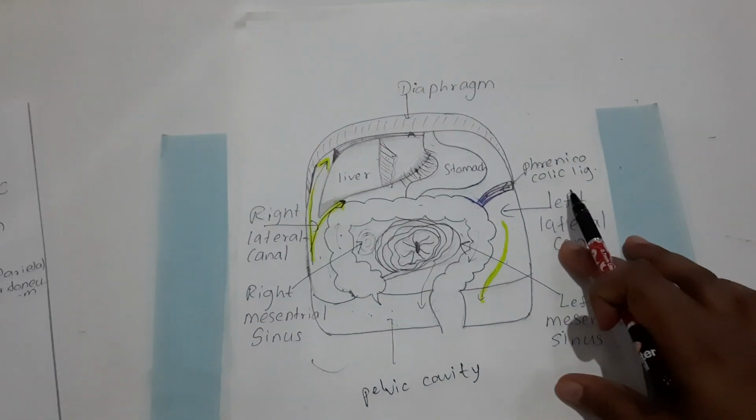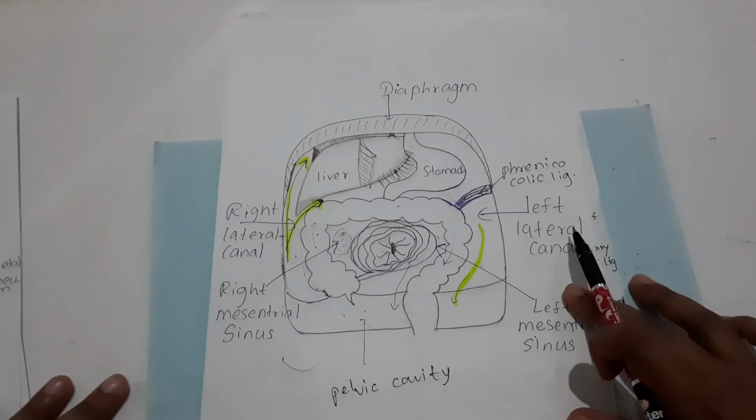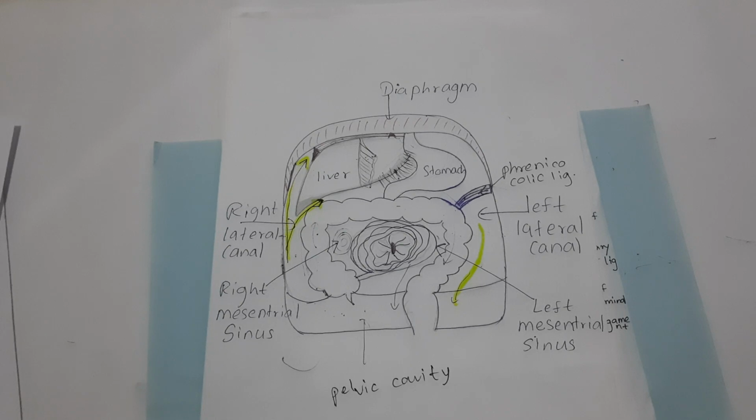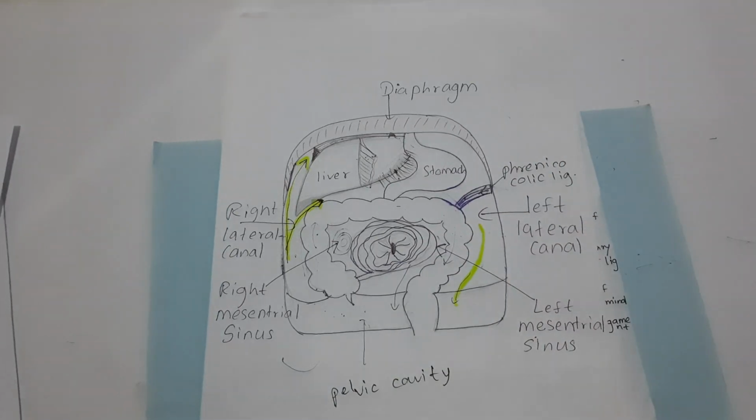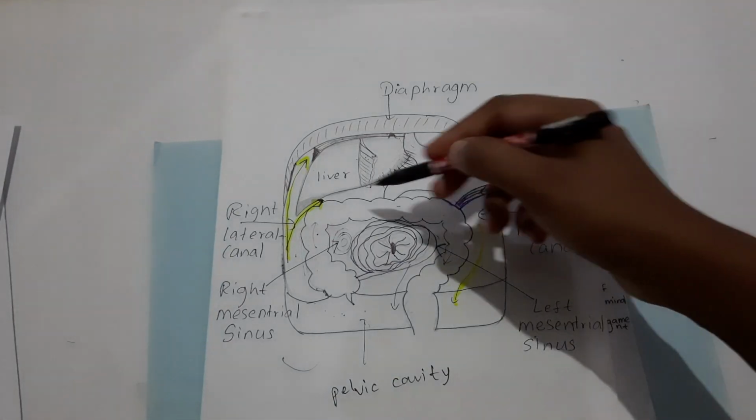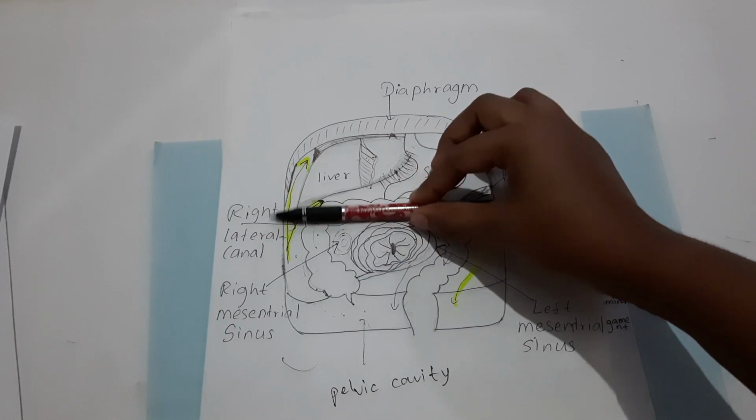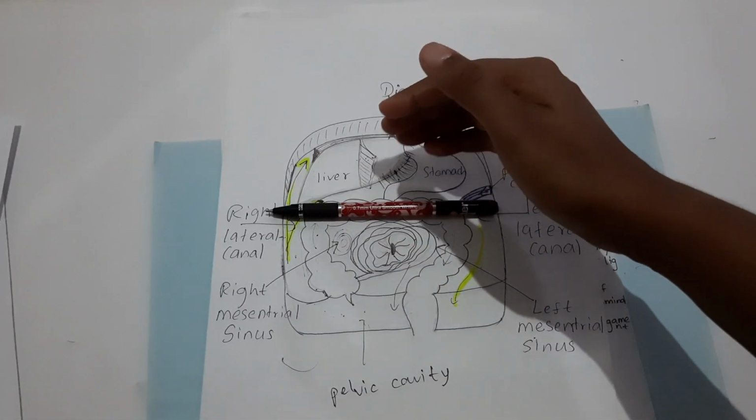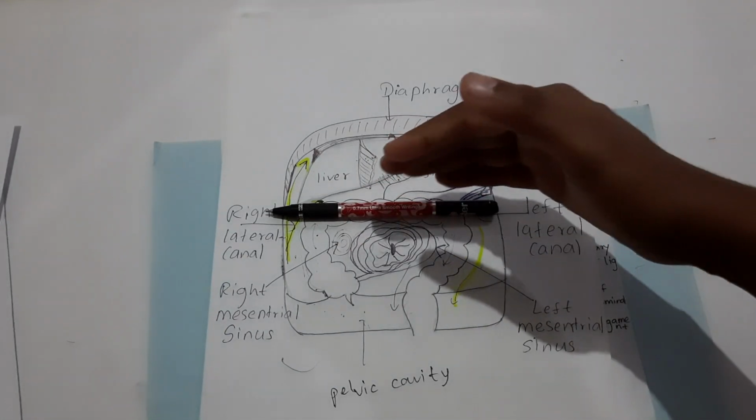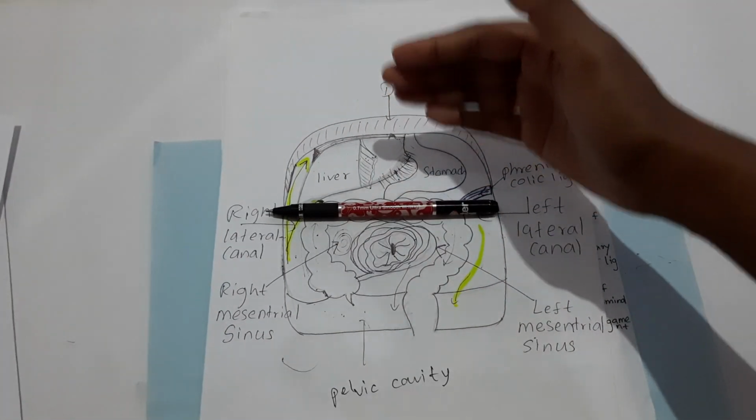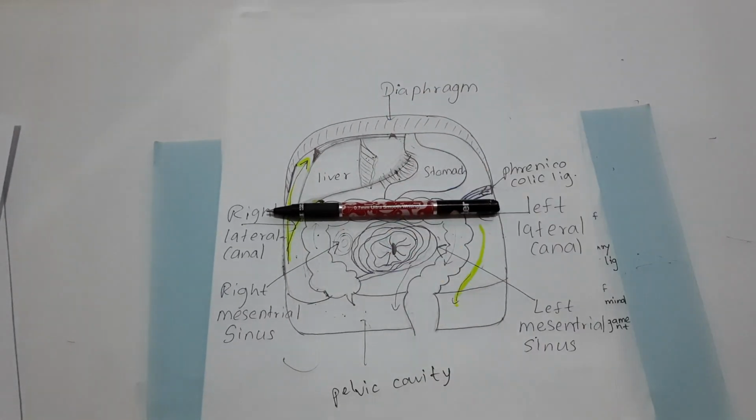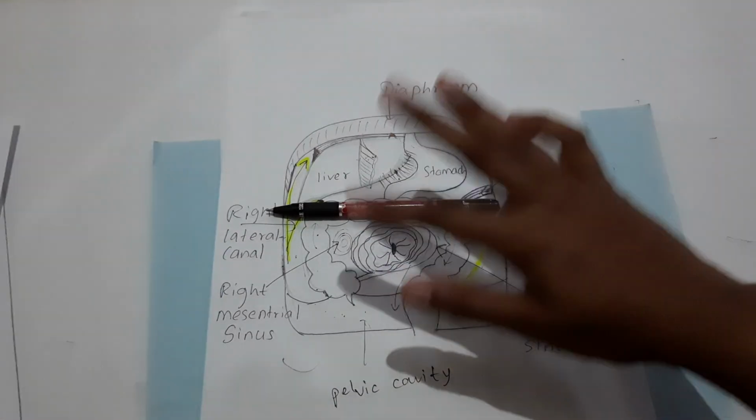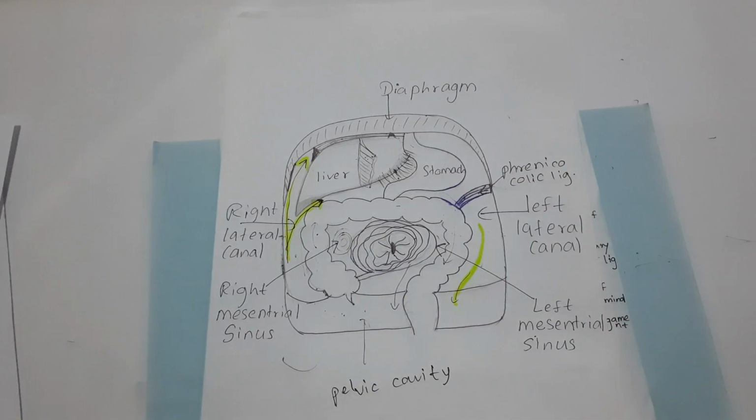Now we will discuss the topographical structures and the communications in between the topographical structures. So here the peritoneal cavity we can divide into two parts according to the transverse colon. This is the transverse colon. We are taking the transverse colon as a margin: above the transverse colon we say supracolic compartment, and below the transverse colon we call infracolic compartment. Now we will discuss the supracolic compartment first.